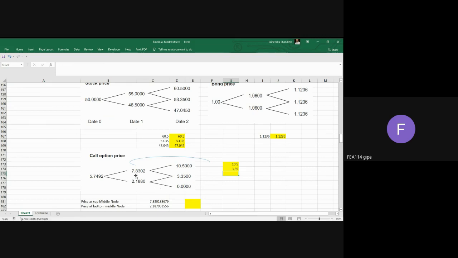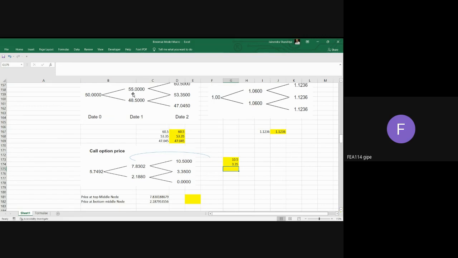Similarly, here, as you can see, this is 55 and 48, but we are pricing at 7.8302 and 2.18. So how come we are pricing it differently than the maximum price of the option, which here is 5? So just see what is happening: 10.5 and 3.35 are the two prices.